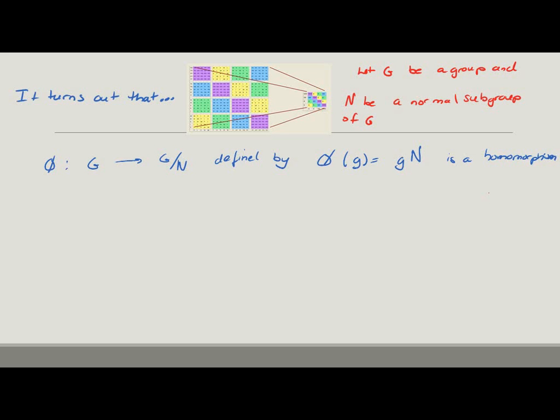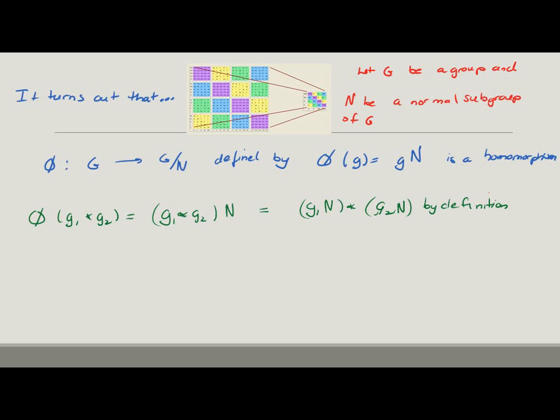It turns out that if you start with a big group and you go to the factor group, G/N, and you define, quite naturally, phi of g to be g times N. So inputs are elements from the group, outputs are entire cosets. It turns out that that's a homomorphism. And that's easy to prove, just by definition.